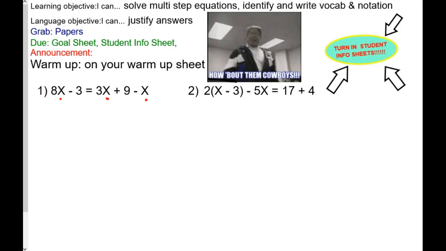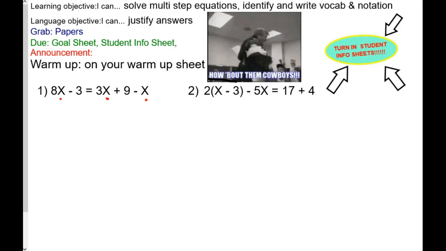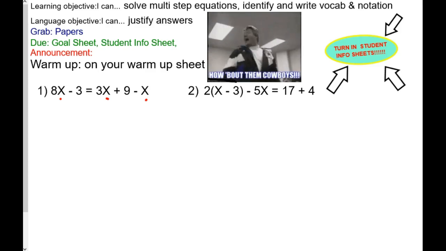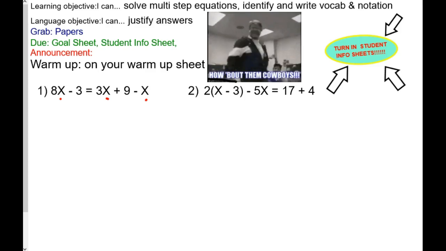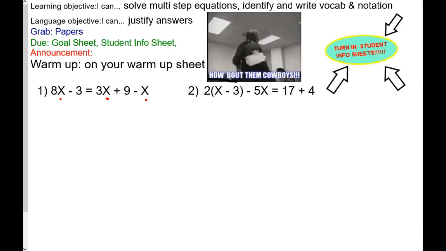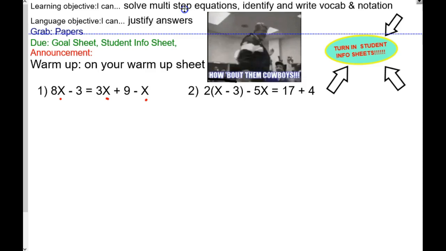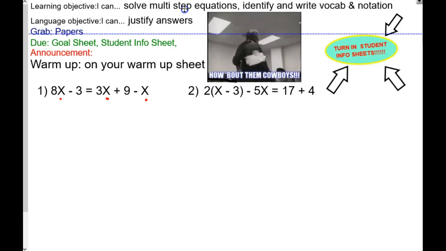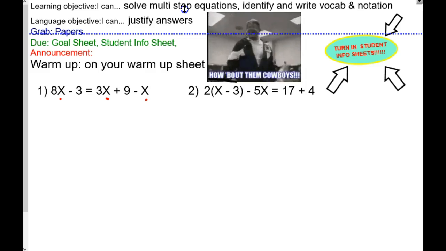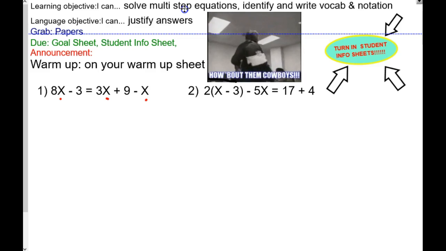All right. So this side of the class has got it on lock over here. Make sure you write down that first sentence at the top. What can you do at the end of the day? Don't forget the date. Okay? And then keep going on that. Cool. Let's get started. Very good. All right. You getting it down? Again, you can solve multi-step equations. That's what we're doing right now. And then identify and write vocab and notation. That's what we're going to do on the assignment today. It's the same one from Friday. Okay. So, giving y'all a second to make sure you write that down. That way we can proceed.